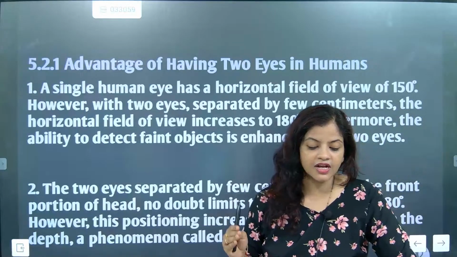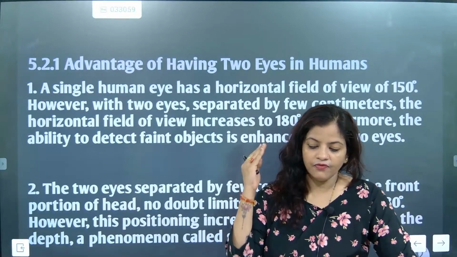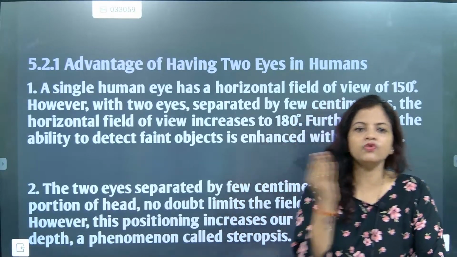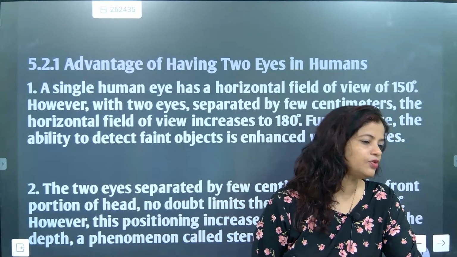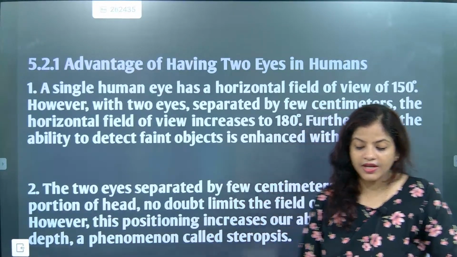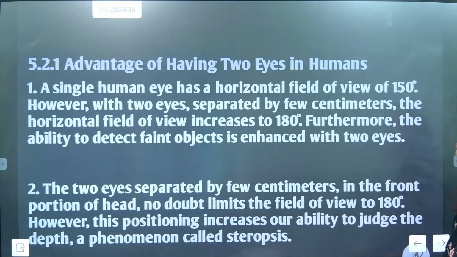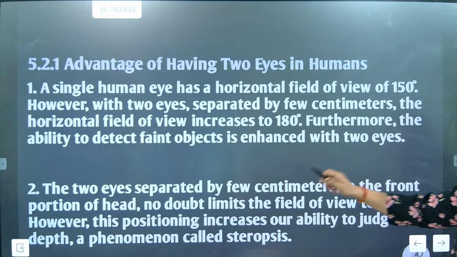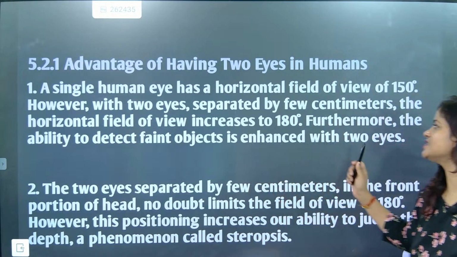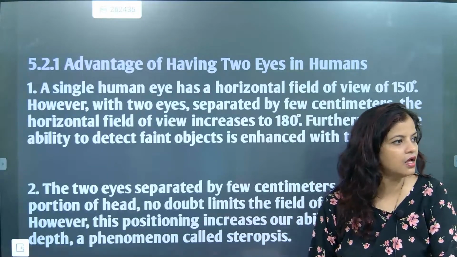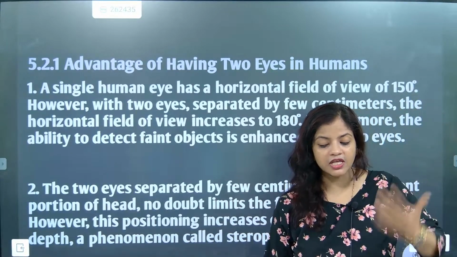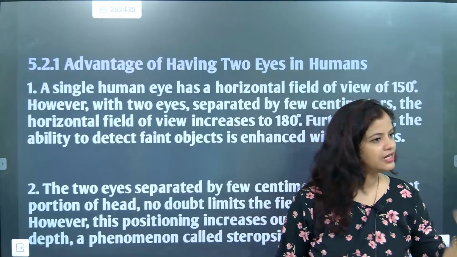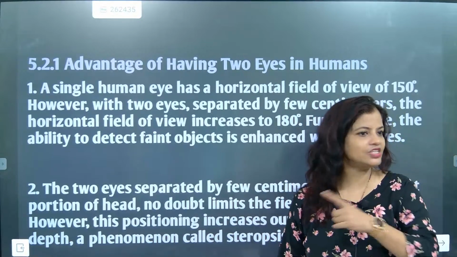It will be considered as what? Wider view of vision. So a wider view of vision is coming. In total, how many degrees is coming? 180 degrees. Okay, very good. Furthermore, the ability to detect faint objects is enhanced with two eyes. Correct, na? So if ever a faint object is there, the ability to detect the object with both eyes is increasing. So the degree is changing, na?